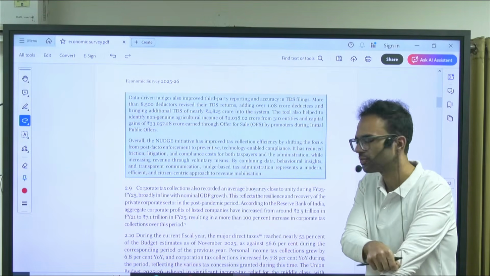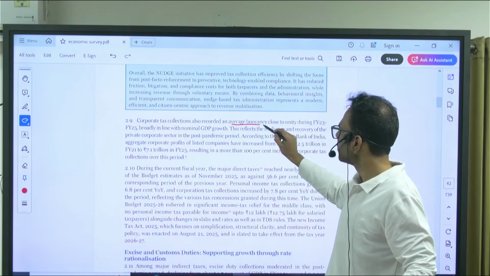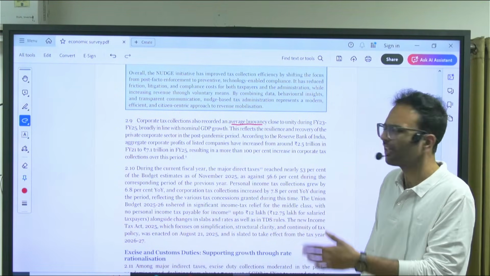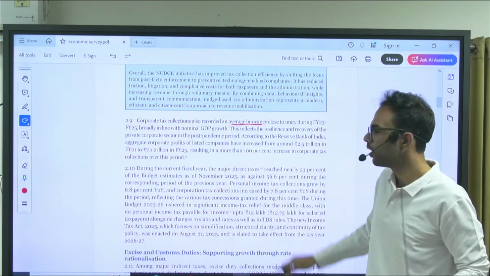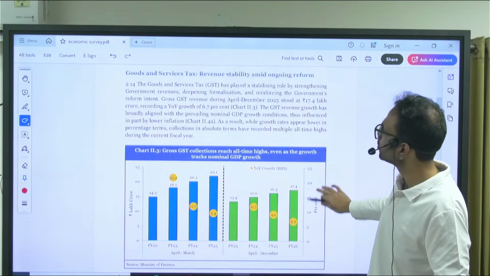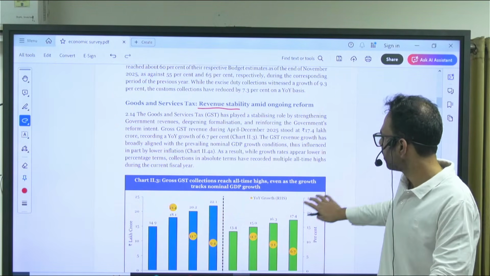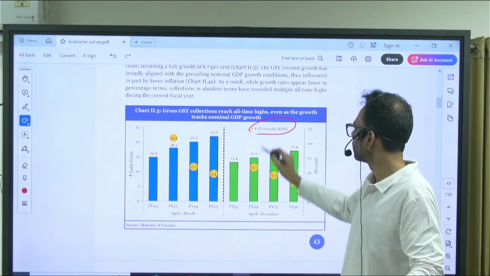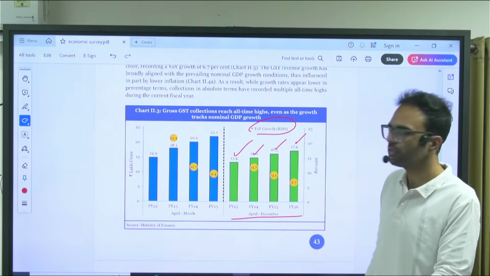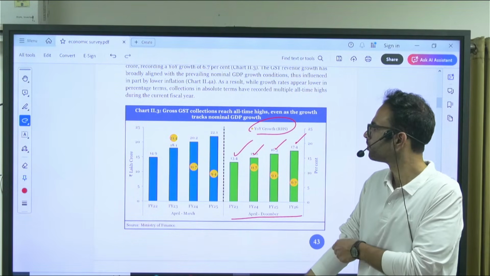Okay, direct taxes. Next up, corporate taxes also recorded an average buoyancy close to unity during the previous period. Nothing much to talk about the corporate tax. Okay, we'll move forward. Other taxes also, nothing much. Now when it comes to GST, we have to see how there is a year-on-year growth. 13, 15, 16, 17. Again the tax collection is steadily increasing even in indirect taxes. Clear?